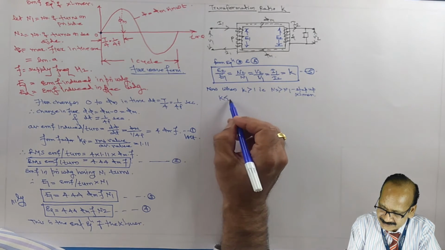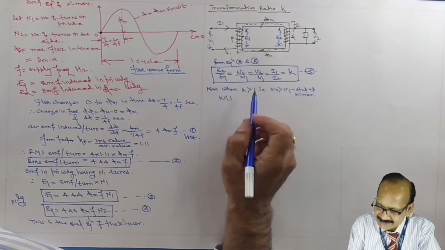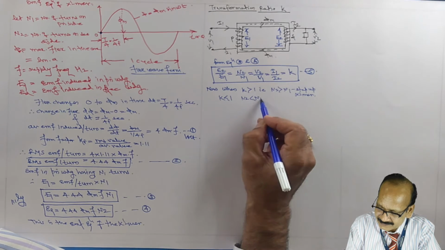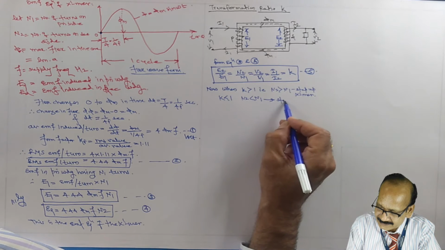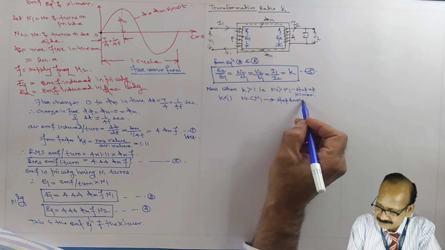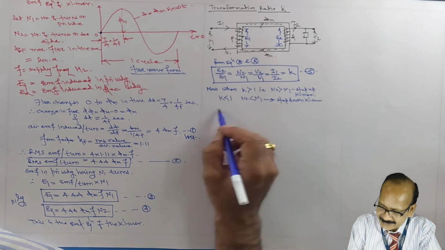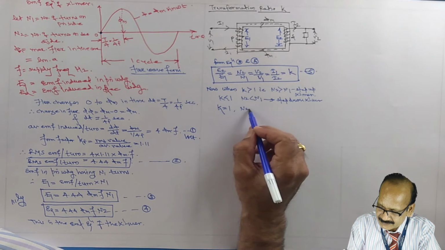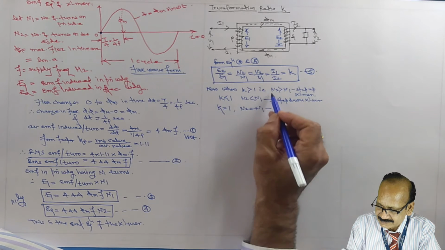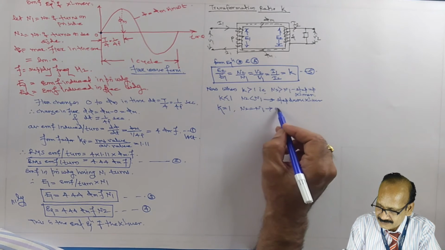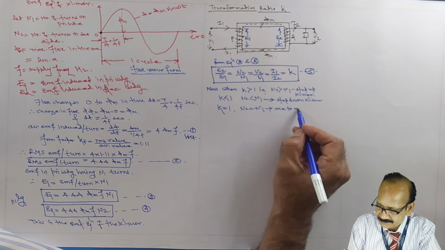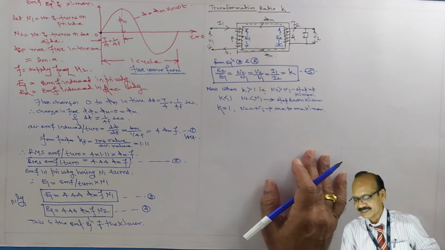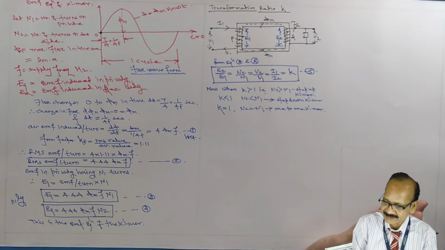Similarly, when K is less than 1, then N2 is less than N1, and we can say it is a step down transformer. And when K equals 1, so N2 equals N1, it is a 1-to-1 transformer, used in electronic circuits for the isolation of the circuits.